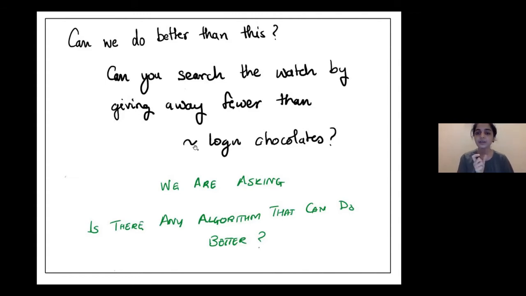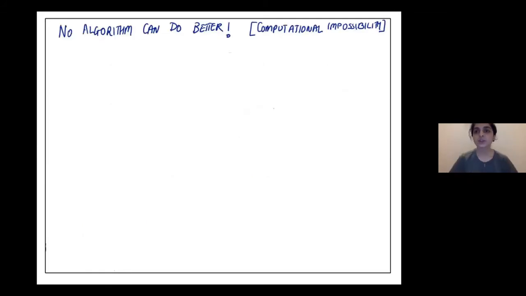Is there an algorithm, any algorithm? Maybe the most genius person in the world may try to solve this problem, and maybe that person will be able to do it with less than log n chocolates. Who's to know? So the question here is, can anybody do better than log n? What we'll now show is a computational impossibility: no matter how clever you are, you may be the world's genius, but if you're only allowed to ask questions such as, is it before this or after this, this very simple type of questions, if you're restricted to this sort of questioning, then no matter how genius you are, you will require something like log n many questions.